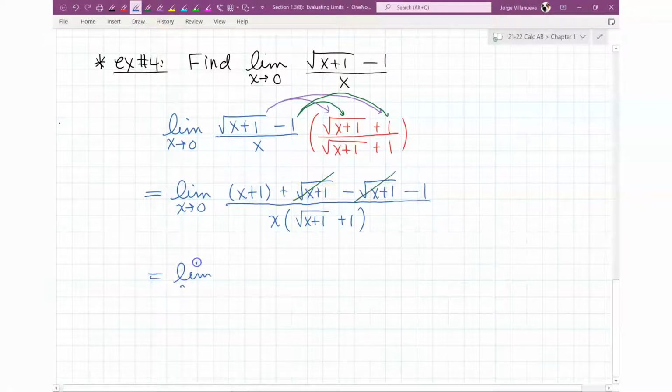So the limit as x approaches 0 of x plus 1 minus 1 over x times the square root of x plus 1 plus 1. Well, positive 1 minus 1 cancels. And what happens to those x's in the very front, right here? Those are going to reduce, right? All I'm going to have left is a 1 on top.